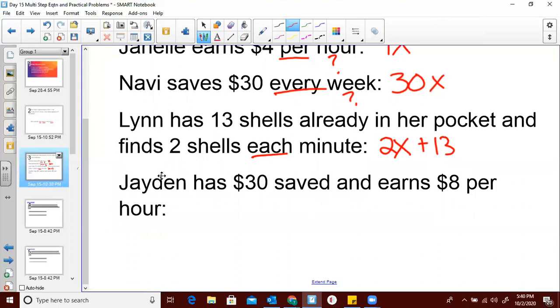All right, and this is also going to follow with Jaden. So Jaden has saved 30 bucks. Good for Jaden. And he earns $8 an hour, right? So that's $8 per hour, because I don't know how many hours he's working. But then he's also saved this 30 bucks. So if I want to know how much money Jaden has, I'm going to have to multiply 8 by how many hours he works plus the 30 that he already has.